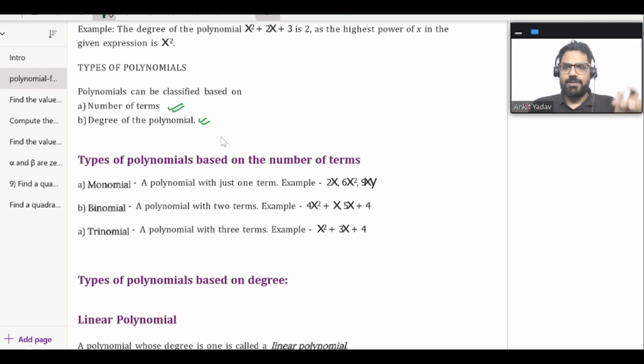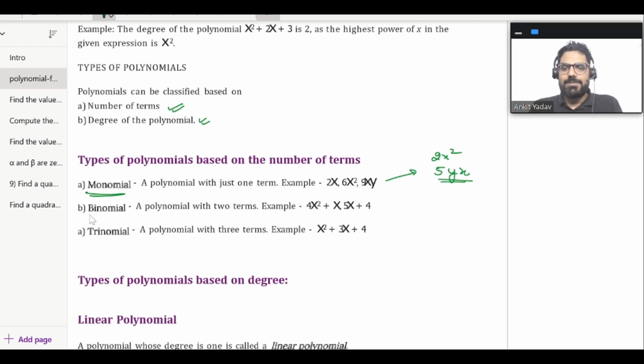For monomials, the first type, we have only one term. Let's take the example of a monomial: 2x^2. Yes, it is a polynomial, and it is a monomial because it has only one term. If I take 5yx, it is again a monomial because y and x are in product, and the terms are always separated by either a positive or negative sign. Clear?